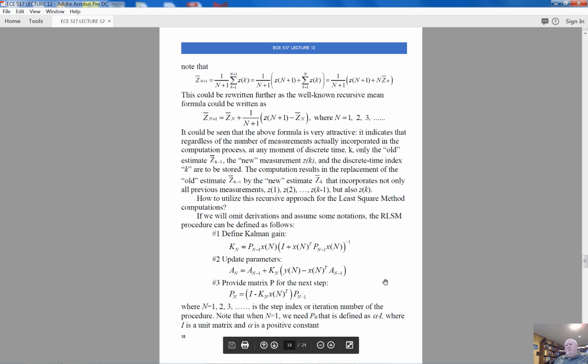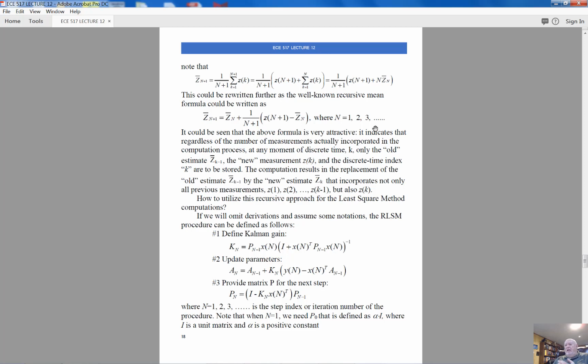I will make some simple algebraic transformations, and at your leisure time, review these transformations. These transformations lead to a well-known recursive formula for the mean value. This means that the new mean value that is based on n+1 measurements is equal to the earlier obtained, or old, mean value that was based on only n measurements, plus a correction, and this correction is the n+1 new observation minus the old mean value.